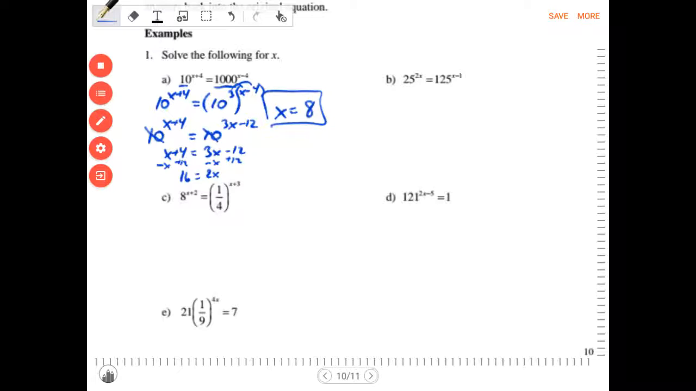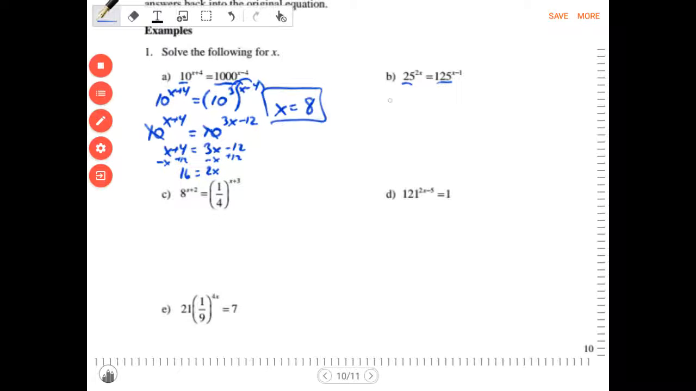Okay, B, if you look at this, so you got 25 and 125. Well, it won't take you very long to recognize some of these. These are both bases of 5. 25 is 5 squared. And when I substitute bases like this, I put them in brackets. So 5 squared to the 2x. So 125 is 5 cubed to the x minus 1.